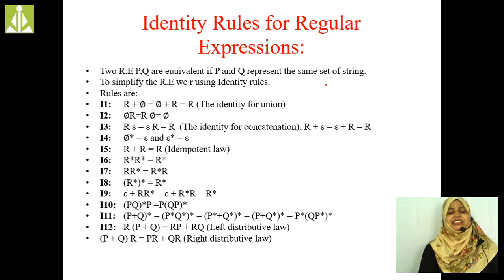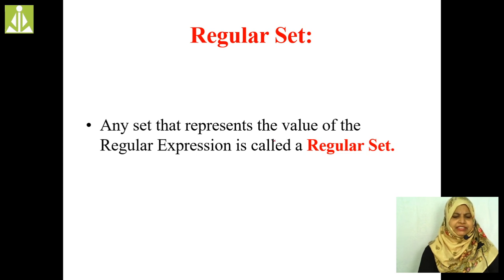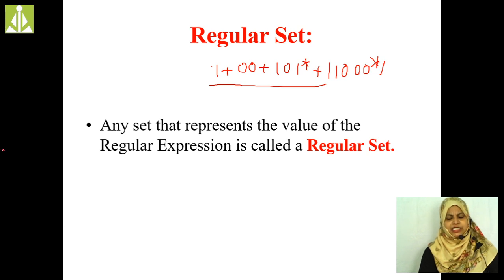Here we can simplify the regular expressions. For example, I have the regular expression 1 plus 00 plus 101 star plus 11000 star 1, right? This is the regular expression. Now I want to simplify this regular expression. By simplifying the regular expression, we can easily recognize the strings which are accepted by that particular regular expression. If a regular expression is in simple form, then we can easily recognize what type of strings are going to be accepted by it.